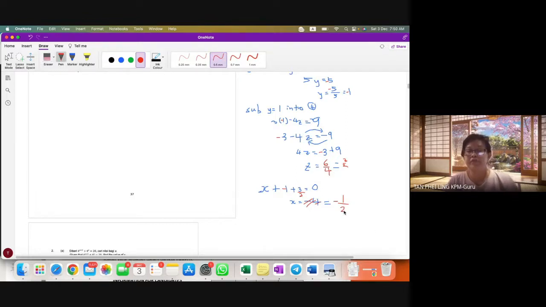All right. So remember our conclusion, just to make sure that we have answered everything. X equals negative 1 over 2. Y equals negative 1. Z equals 3 over 2.